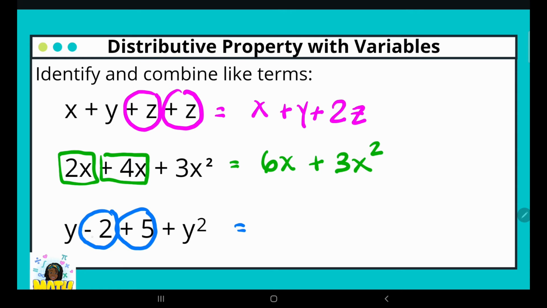Now 5 minus 2 is 3. So if I have 5 things and I give away 2 of them, I have 3 left. So y plus 3 plus y squared would be my final answer. I don't need to solve it any further. I don't need to do anything because I do not know what the value of these variables represent. I just combined my like terms.